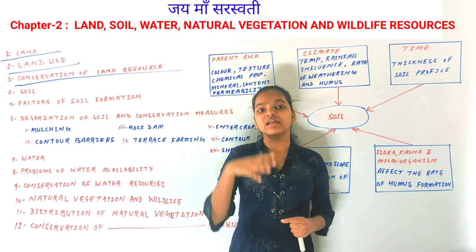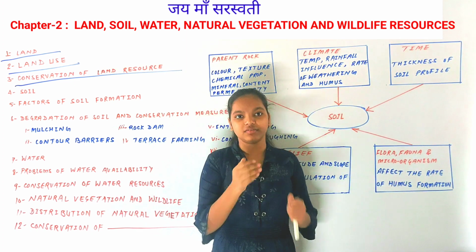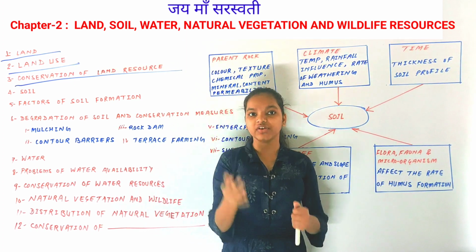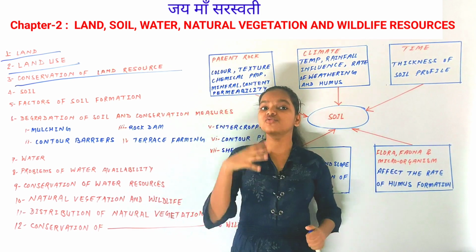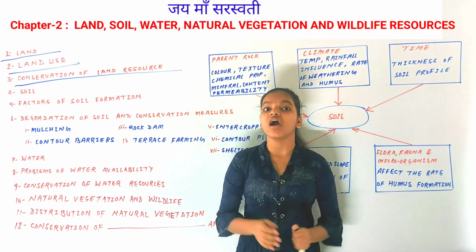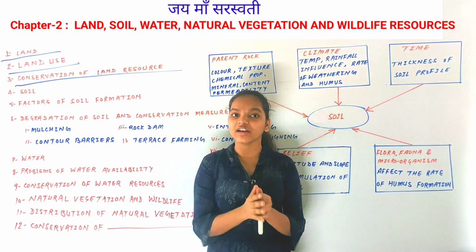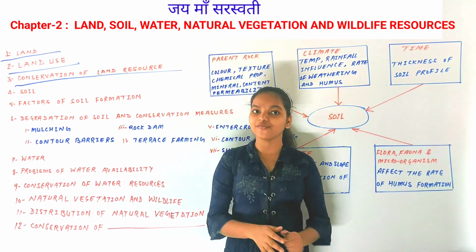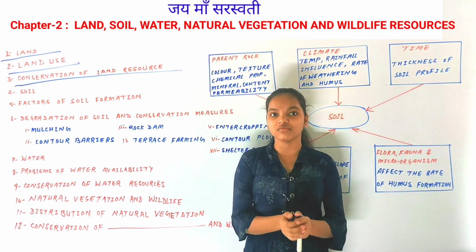So to stop land degradation, you can plant more and more trees, because the roots of trees will bind the particles of land. You know that the roots of plants and trees always play a very important role in binding the land particles, to prevent land degradation. So afforestation can be one of the most important methods.